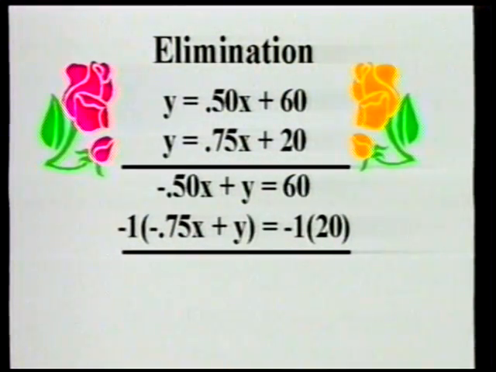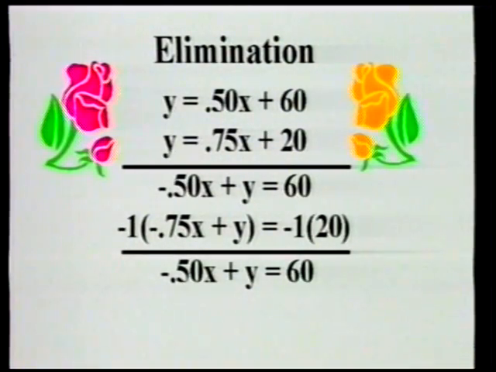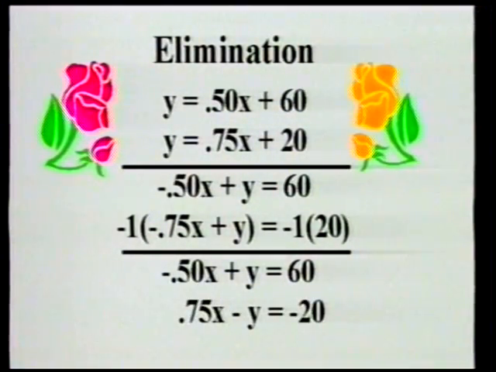To have variables that will eliminate each other, we'll multiply the negative 0.75x plus y is equal to 20 by negative 1, so that the y variables will then be exact opposites to eliminate each other, hence the process of elimination. Now we have negative 0.5x plus y is equal to 60. After multiplying the second equation by negative 1, we get 0.75x minus y is equal to negative 20.